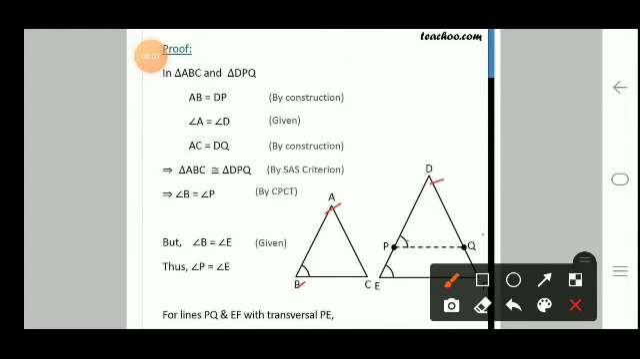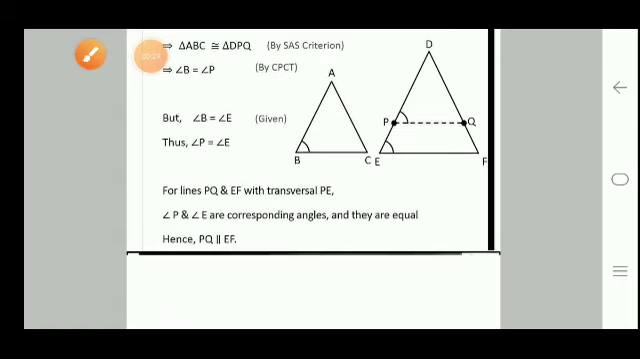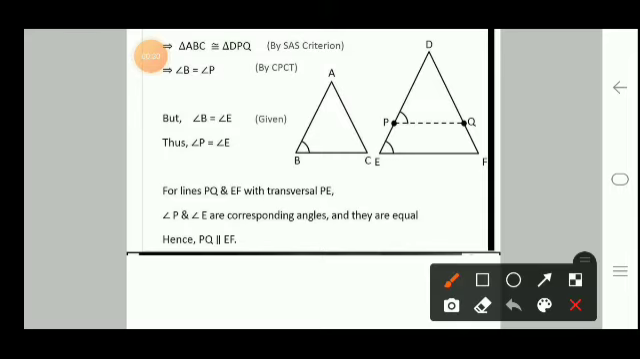DPQ. So therefore we have angle B is equal to angle P. This is by CPCT, but it is already given that angle B is equal to angle E. It means we have angle P and angle E equal. So for the lines PQ and EF with the transversal PE, we see that the corresponding angles are equal, and if the corresponding angles are equal, then the lines are parallel. So hence we have PQ parallel to EF.